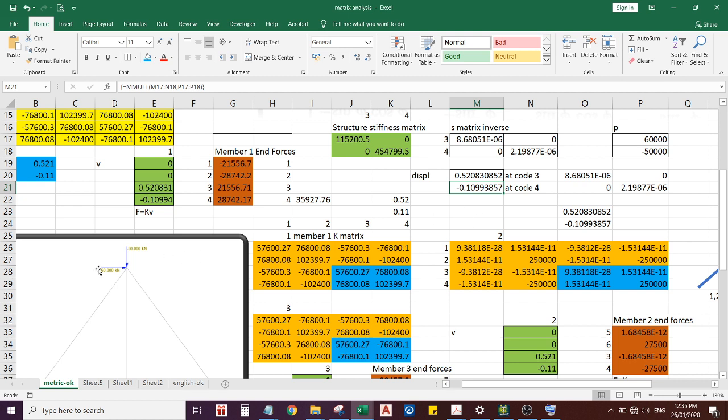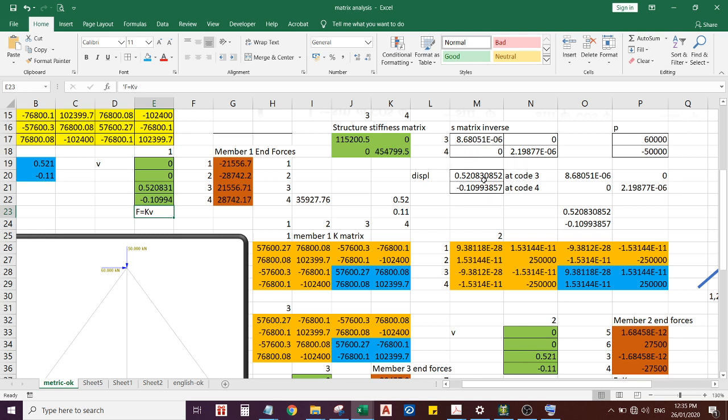So this node will be displacing 0.52 mm horizontal and negative 0.11 mm vertical. Now to get the member end forces, we will apply this formula: F equals kV. That means multiply the K matrix of each member, this one, to the corresponding global displacement, which we get this one, right?